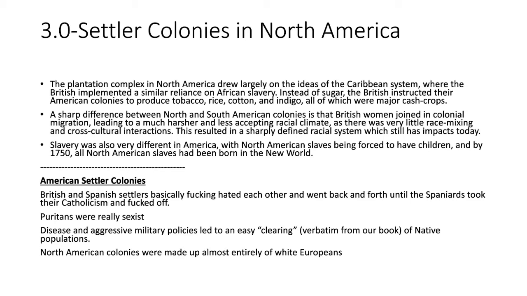Another thing to note is that in North America, native populations were already a lot smaller than they were in South America because they never urbanized, outside of Mississippi, which our book mentions on a map and then never mentions ever again.